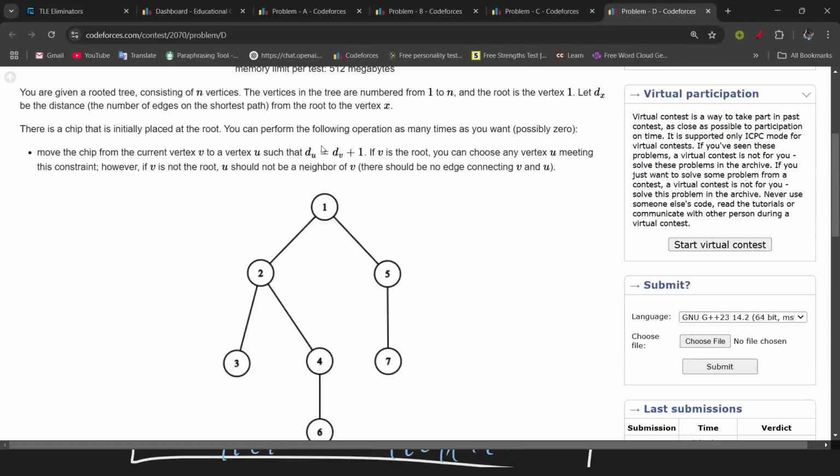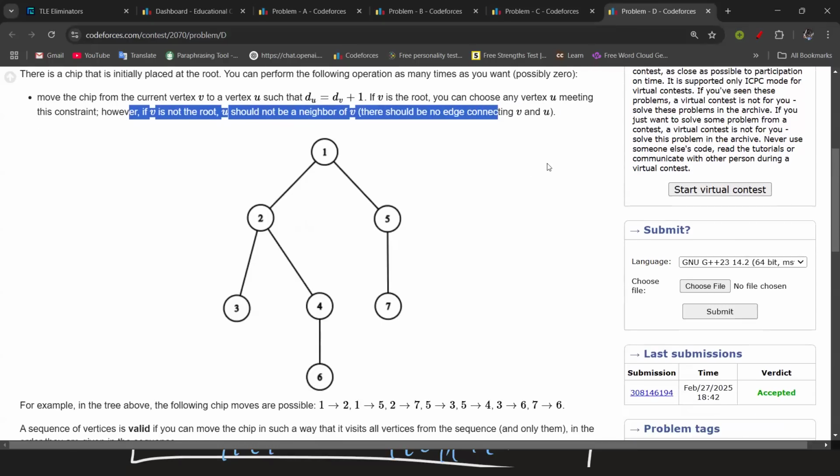Okay, so there's a chip which is initially at the root, then you can move it to any other vertex which has a depth just greater than 1. If the chip is currently at a vertex v which has depth dv, then it can be moved to a vertex u which has just one depth greater than that. Okay, so just one level below. If v is the root, you can choose any vertex u meeting this constraint. However, if v is not the root, u should not be a neighbor of v. There should be no edge connected.